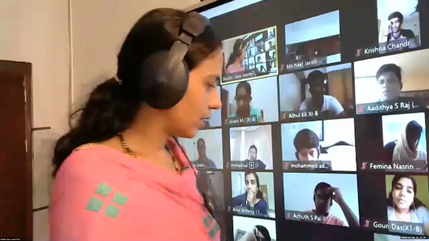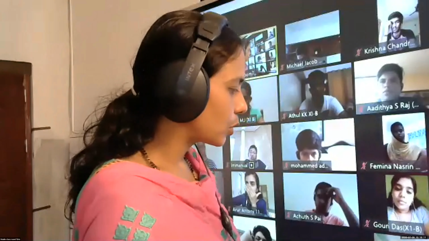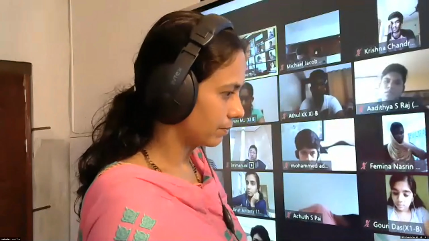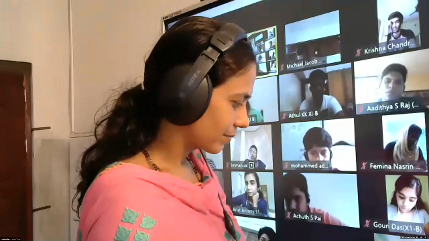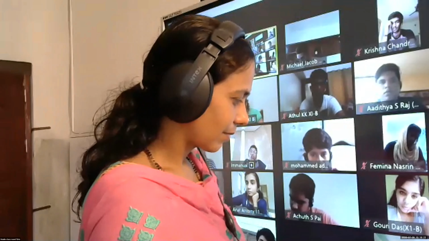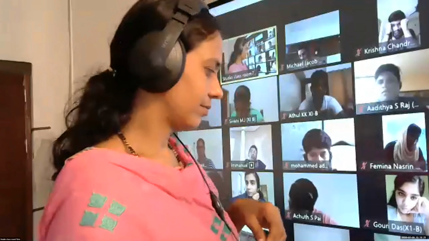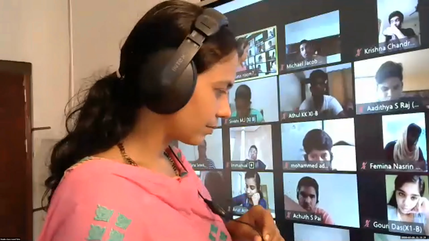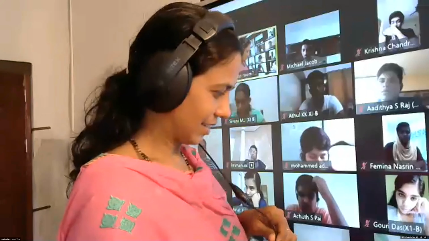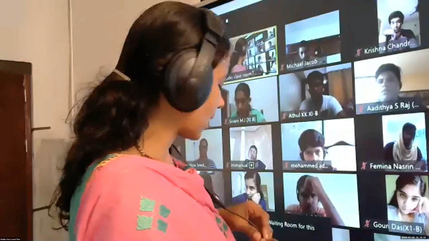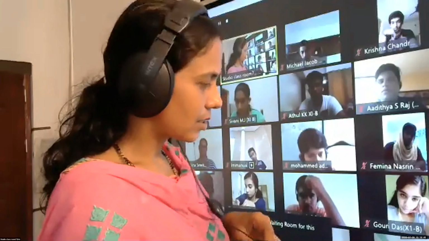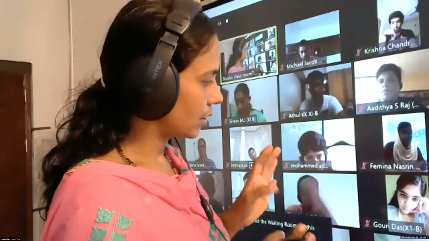Now, Diya, what about the sum to infinite terms of a GP? Sum to infinite terms is a by 1 minus r. Yes, correct, a by 1 minus r if r is less than 1, and a by r minus 1 if r is greater than 1. Is it okay, children? Any doubt in this topic?